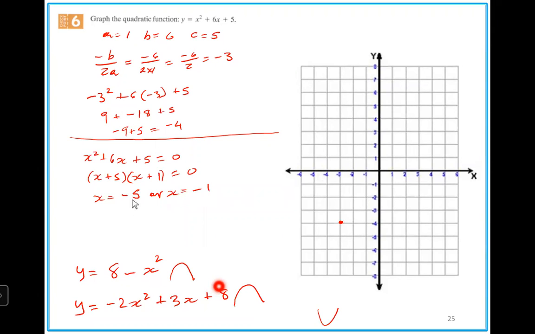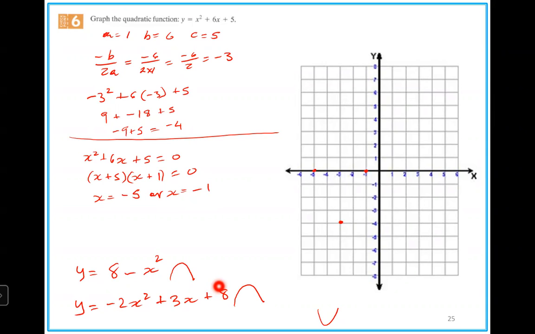So right away, the line is going to pass through -5 on the x axis. Let me see, 1, 2, 3, 4. So it's going to pass through here, and then it's going to pass through -1. Okay, so we have 3 points so far. These two are your x intercepts, and then here is your vertex.